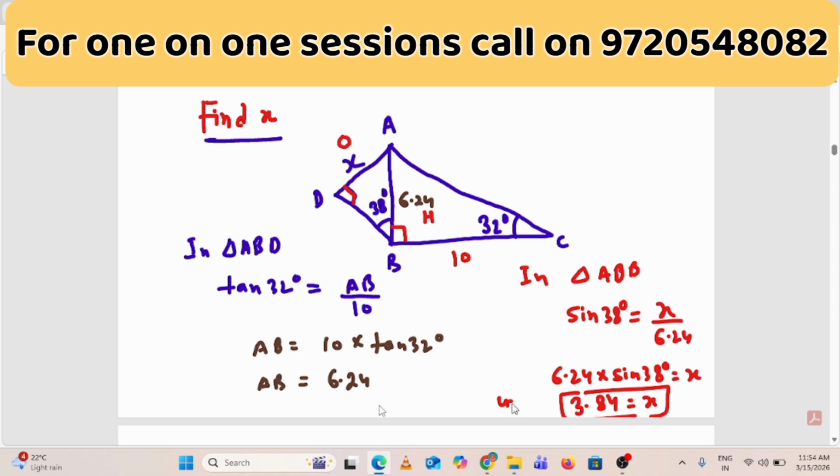These are units. That's the answer. No confusion? You understood now how I did that? So you have to think like that for these kind of combined shapes.